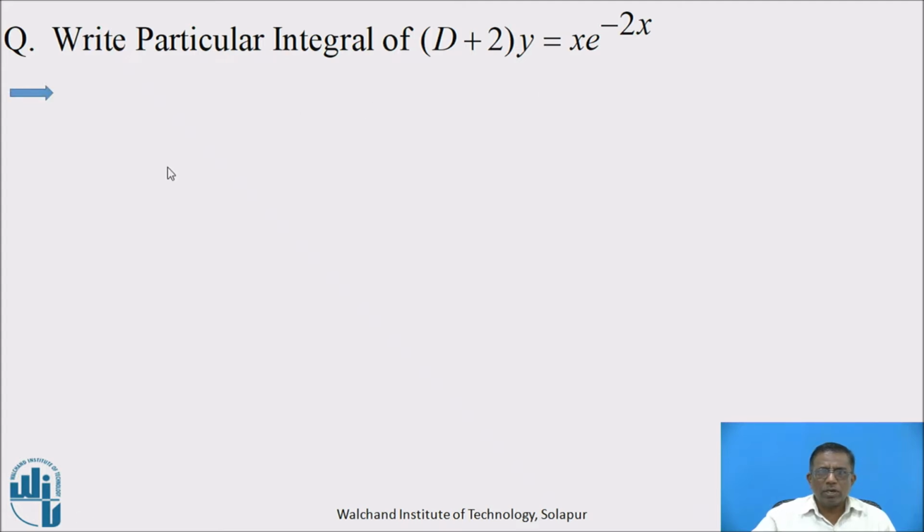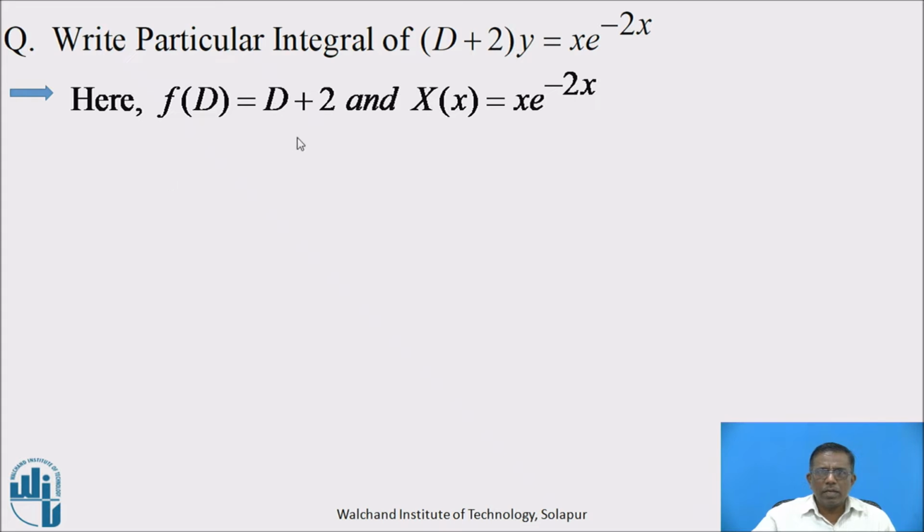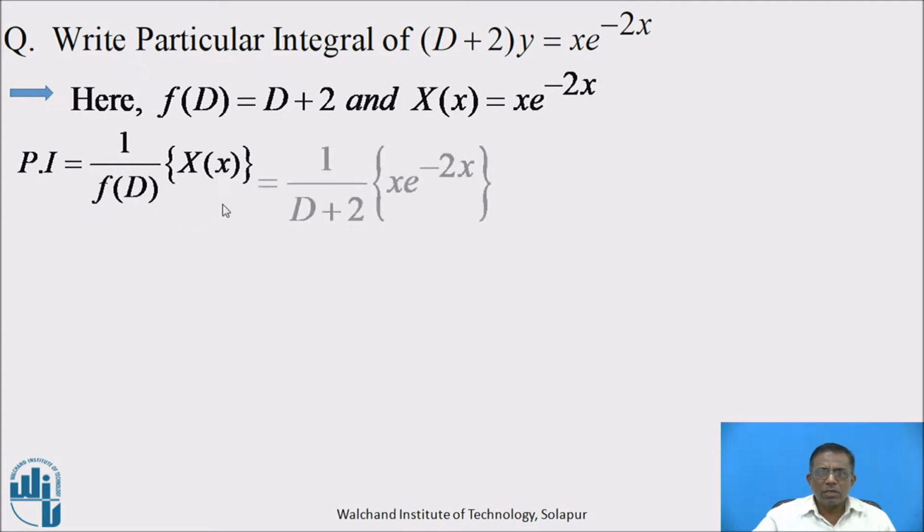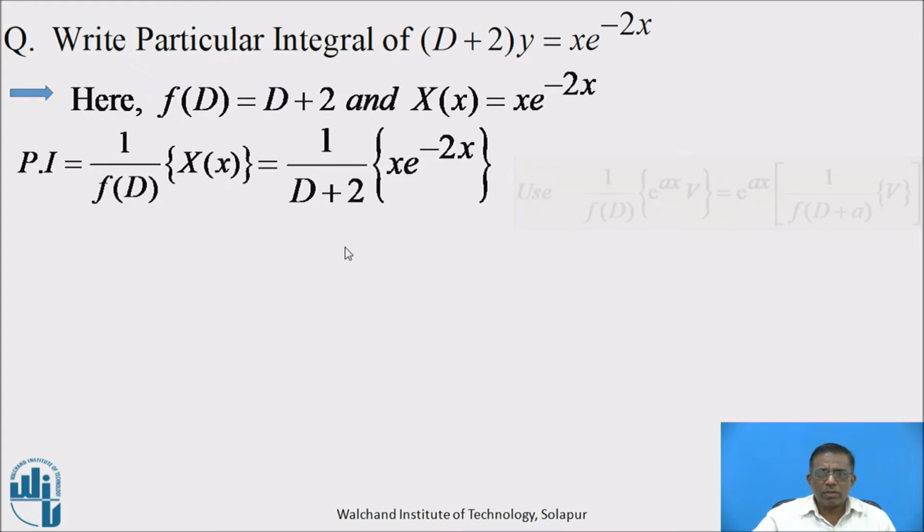See the solution. Here f(D) is D+2 and X(x) is x e^(-2x). And we know that the formula for particular integral is 1/f(D) operated on X(x). Substituting the values of f(D) and X(x), we get PI = 1/(D+2) operated on x e^(-2x).